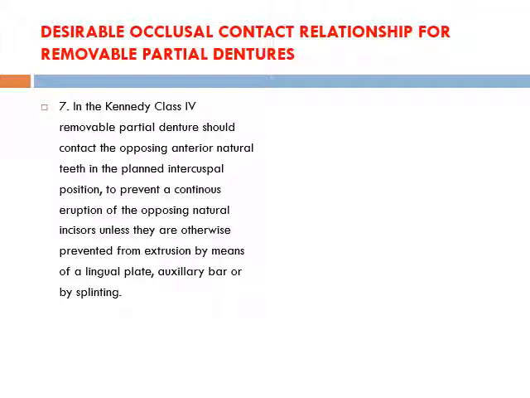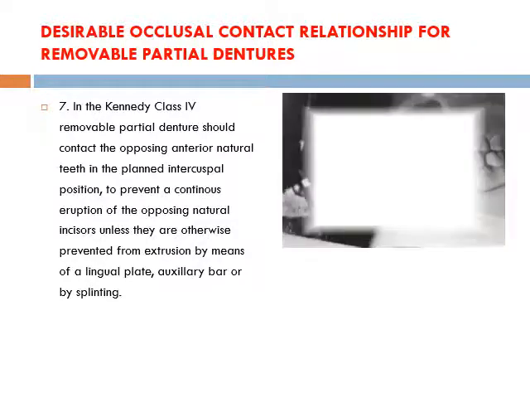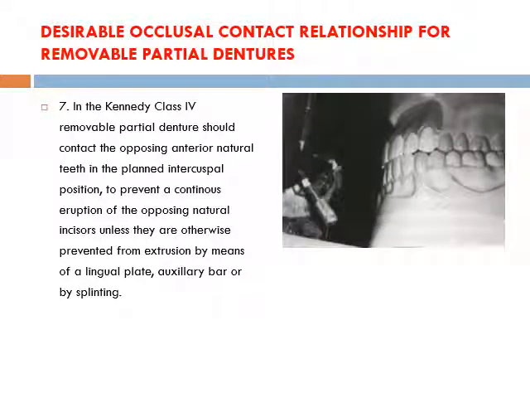In Kennedy Class 4, the removable partial denture should contact the opposing anterior natural teeth in the planned intercuspal position to prevent continuous eruption of the opposing natural incisors, unless they are otherwise prevented from extrusion by means of a lingual plate, auxiliary rest, or by splinting, as we see here in Class 4.